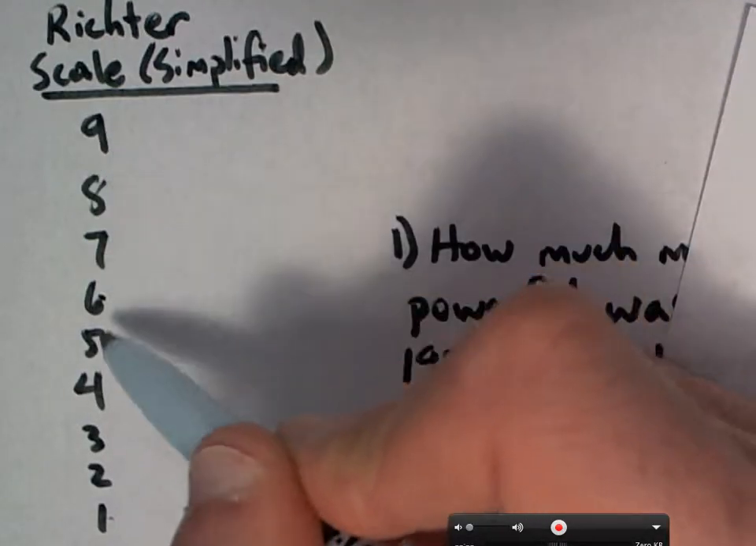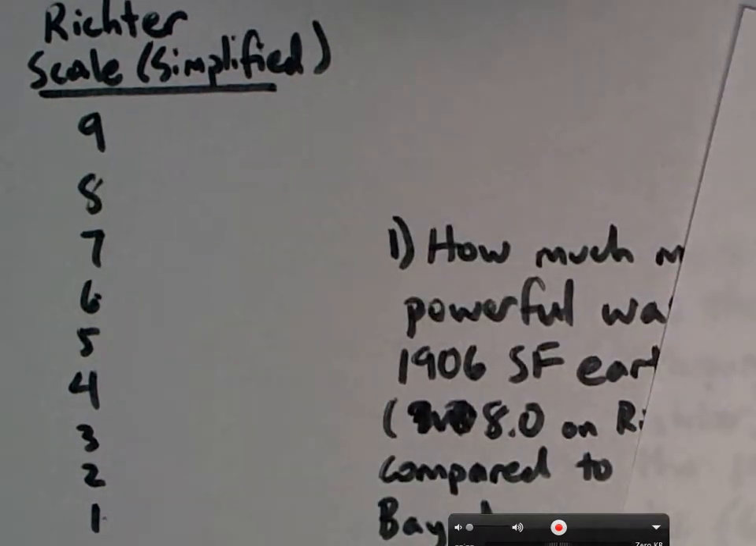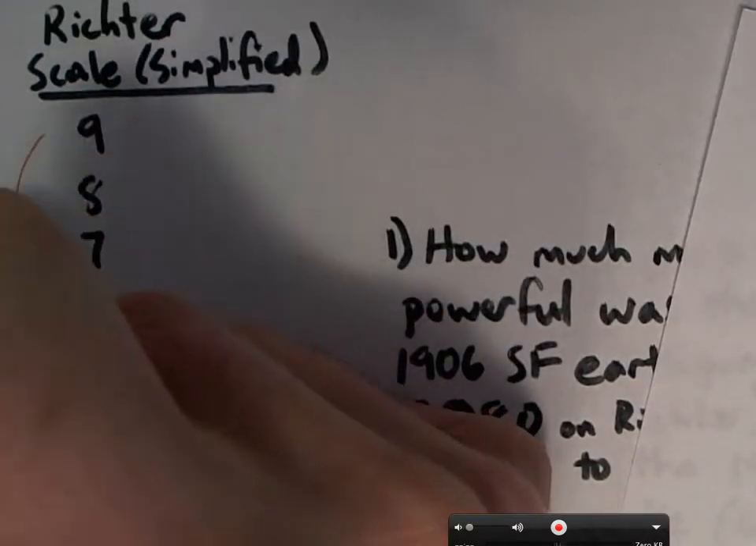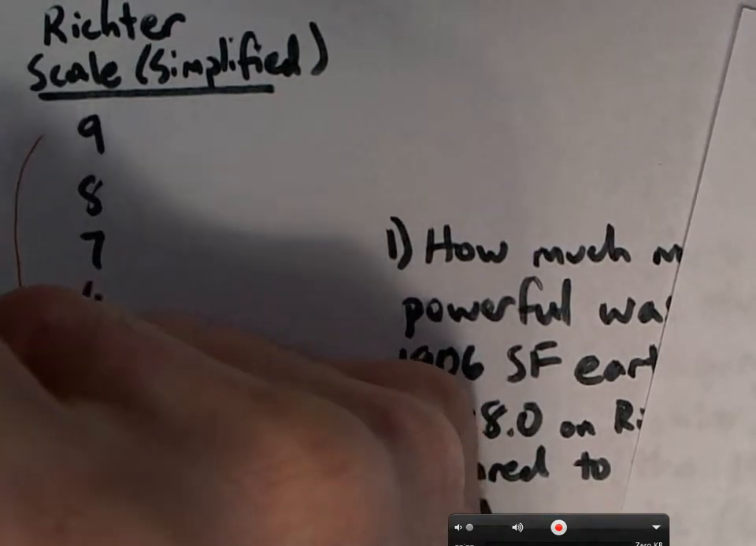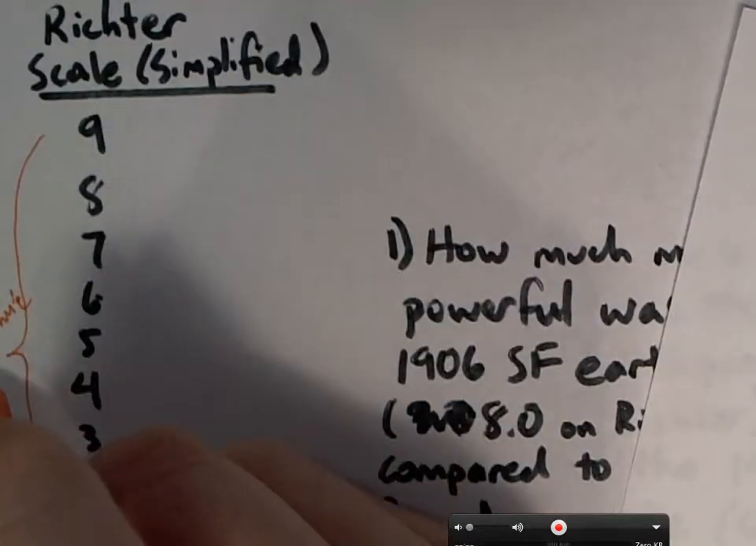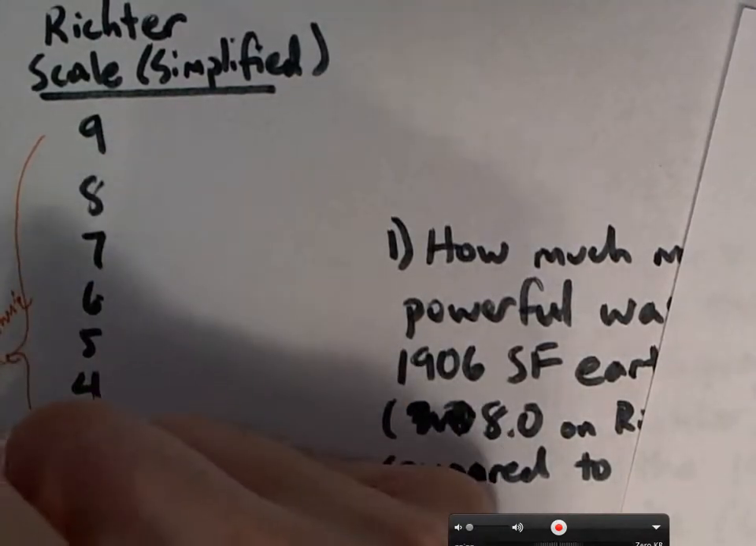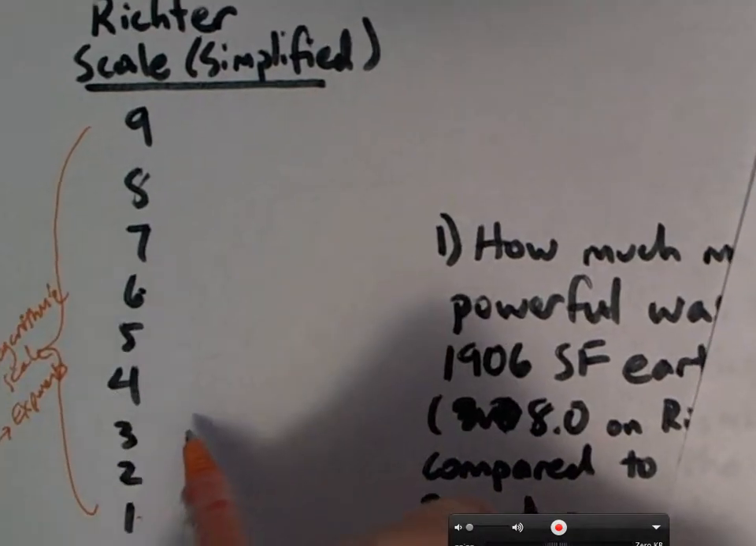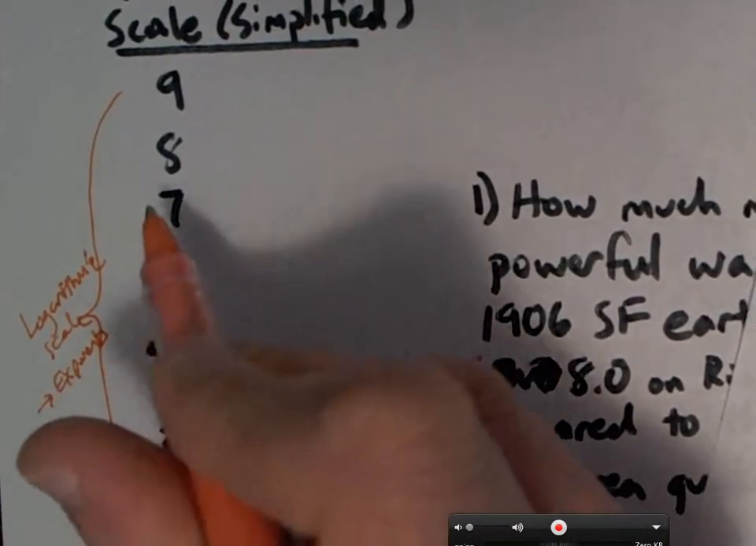Each one of these is actually a logarithmic scale. This is a logarithmic scale, so each one of these numbers represents an exponent. It's a logarithmic scale, which means these are all exponents.